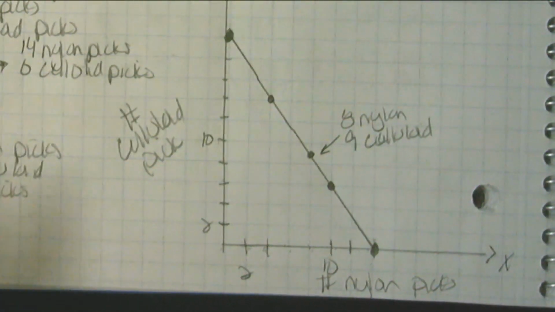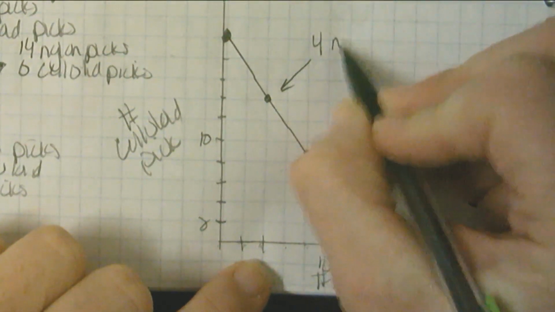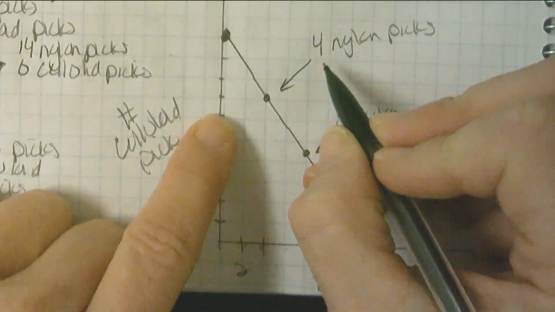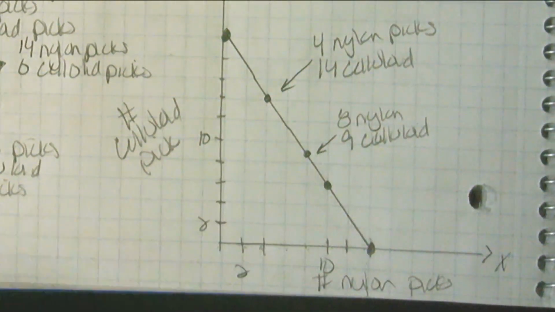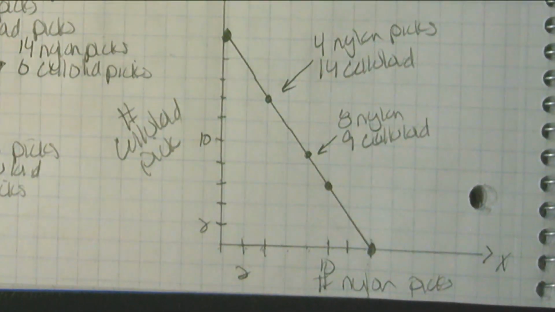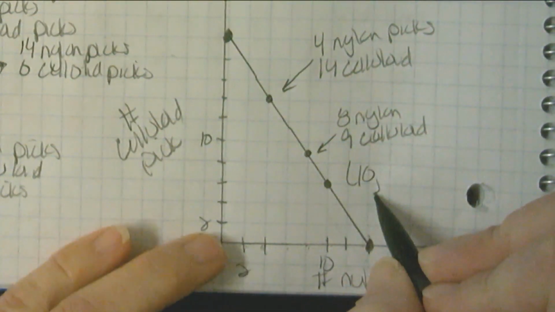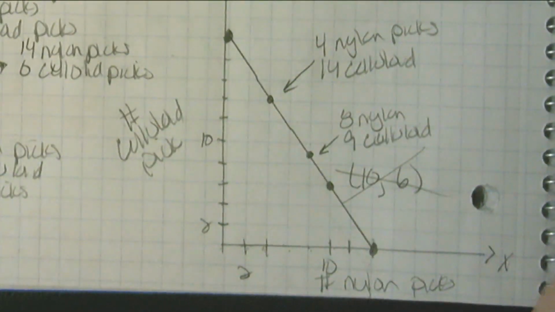But again, don't just write this as a coordinate point. This point right here means 4 nylon picks and 14 celluloid picks. So you go to your points that you found and label them appropriately with the data. Don't just write 10, 6. I will not take that, unless off to the side you've listed them properly. Does that make sense to you guys?